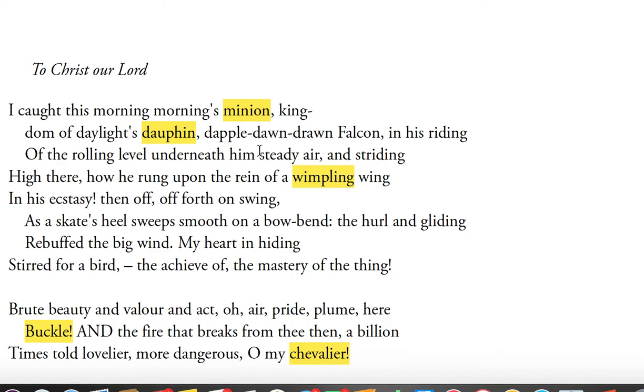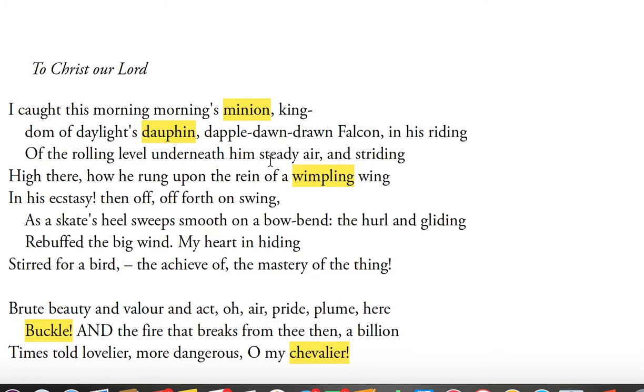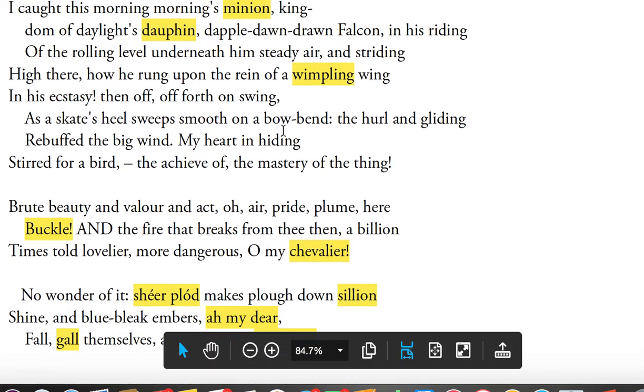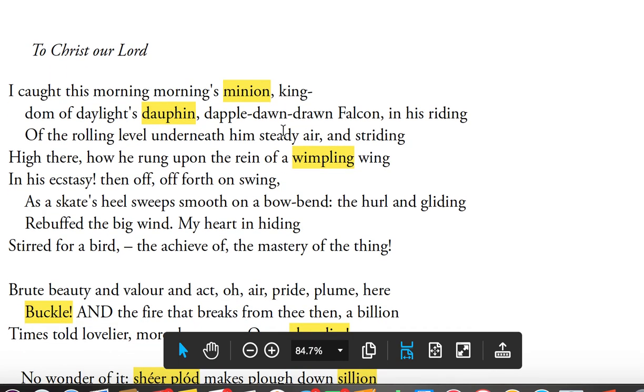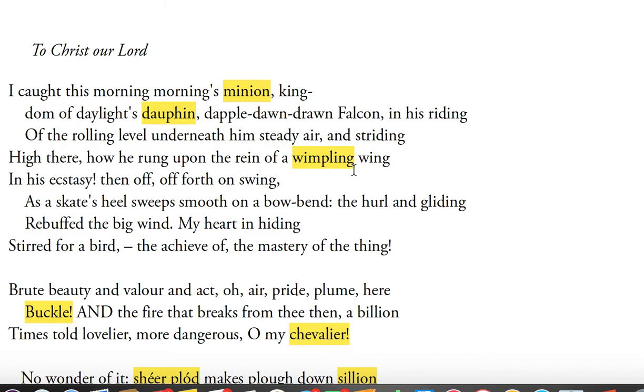Dauphin is another word for a French king. So we have this massively impressive figure in this bird, as we see, the dappled drawn falcon. Beautiful language, beautiful alliteration, and you'll see that the form, it's not free verse. It does have form, but it's not exactly an end rhyme or any rhyming structure.